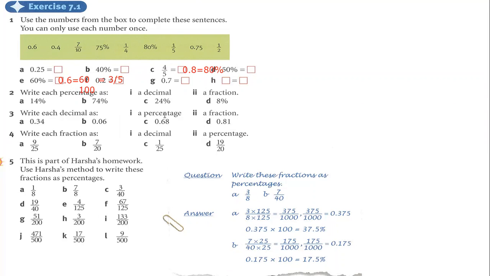Okay, now here he said to write 8% in fractions. If I write 8 in fractions, I divide with 100. Okay, so what is the answer? That is 4 by 50 or 2 by 25. Okay, so that is its answer.